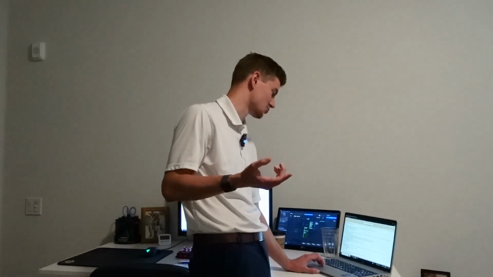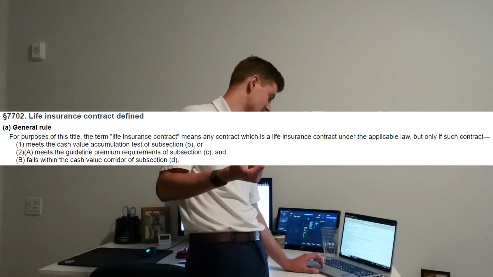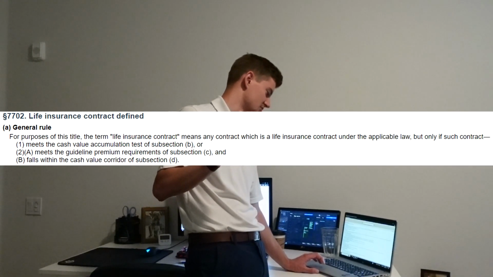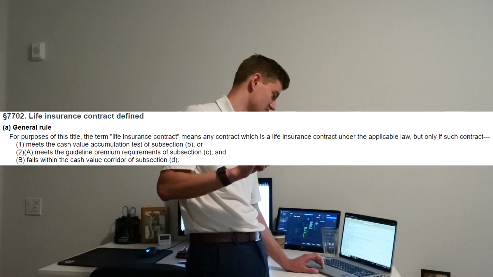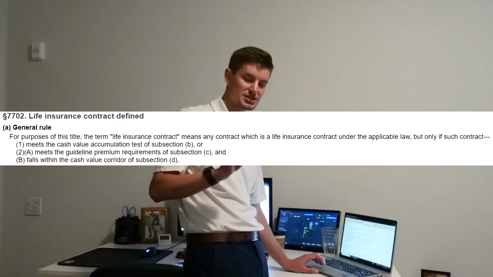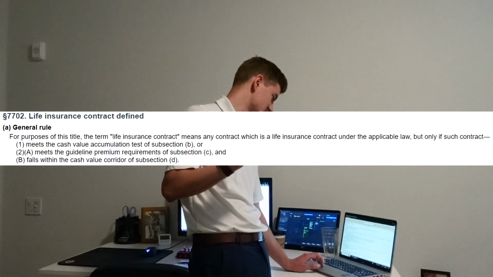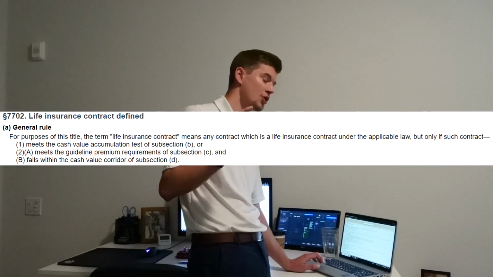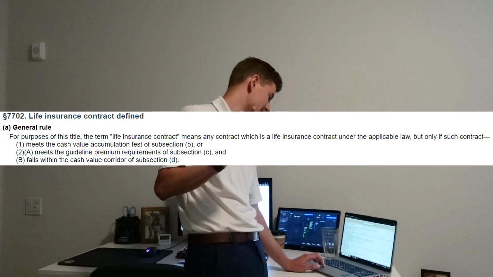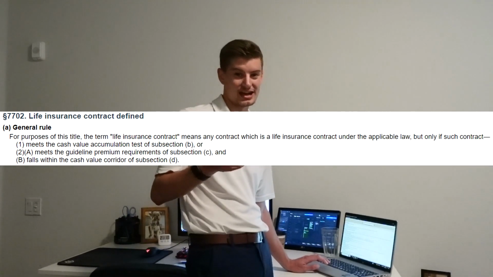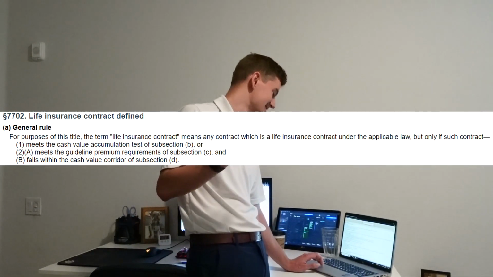Now, I'll read the first one here for reference: for purposes of this title, the term "life insurance contract" means any contract which is a life insurance contract under the applicable law, but only if such contract, 1, passes the cash value accumulation test of subsection B, or 2, meets the guideline premium requirements of subsection C and falls within the cash value corridor of subsection D. So again, you're probably like, okay, nice, cool, what does any of that mean? We're going to look at number 2. So that's that it has to fall within the guideline premium requirements and then a certain cash value corridor. We're going to get more into this, into the history of it here now.